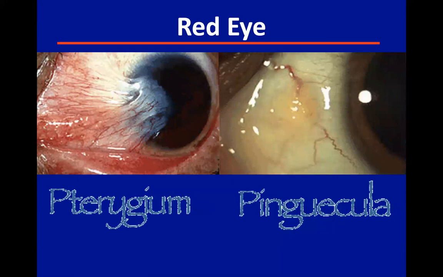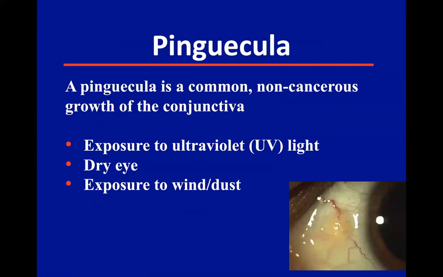What's another cause of a red eye? We have something called a pinguicula, which I'm going to be talking to you about, and a pterygium. So what do we mean by a pinguicula? It's very common. It's non-cancerous. It's just growth of the conjunctiva, as you see here. This is only in the conjunctiva. Thank God it has not reached the cornea.